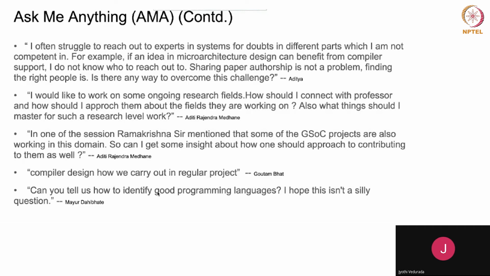So, Ramakrishna, I think this is the question that you can take up. In one of the sessions, Ramakrishna sir mentioned that some of the GSOC projects are also working in this domain. So can I get some insight about how one should approach contributing to them as well? This has been answered, I think, for example, in Aditya's question, and I talked to her as well. You have to begin slowly and then get some experience, learn what LLVM is, etc., and then get started like Anandya said. So I think it's doable. If you have any further questions, contact anyone, not just me, but any of the faculty members. They can help with this.